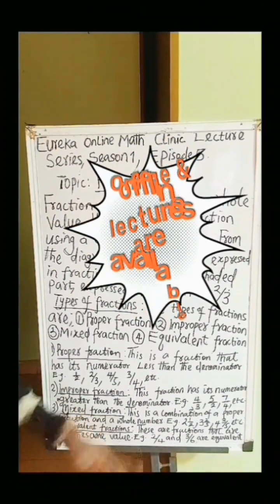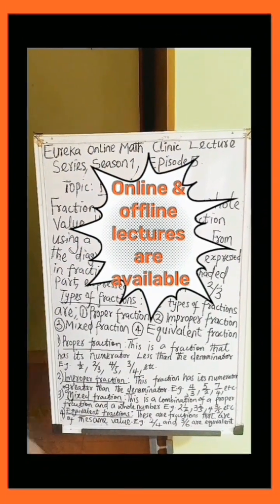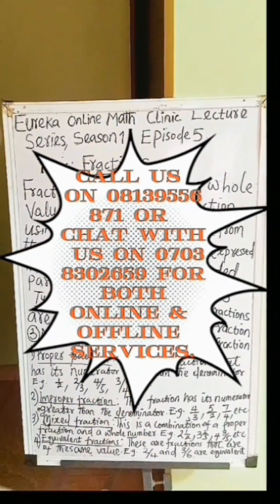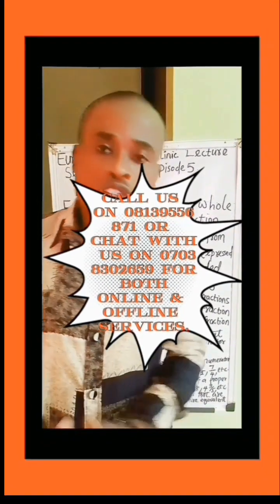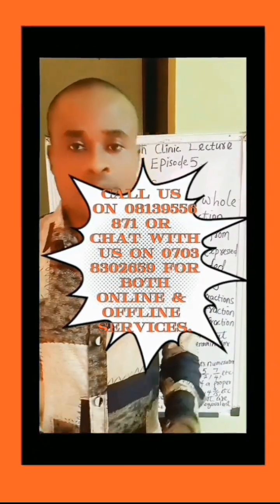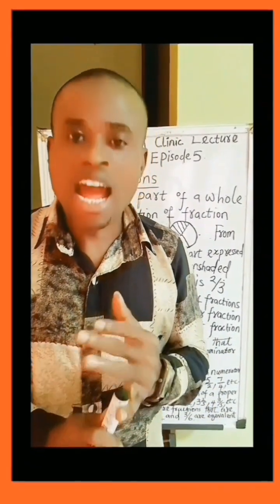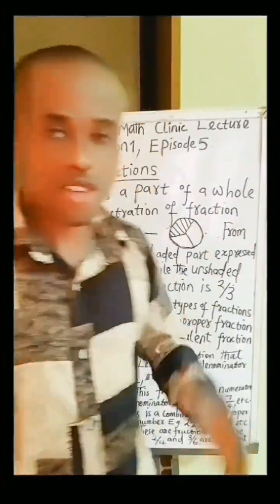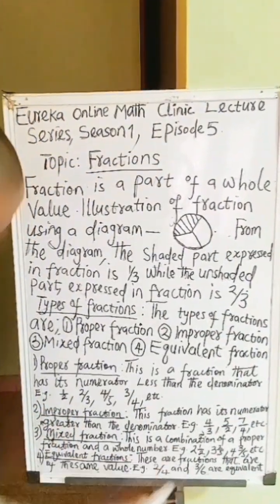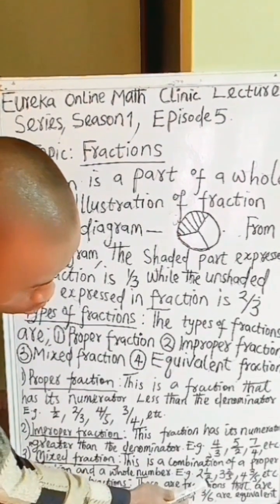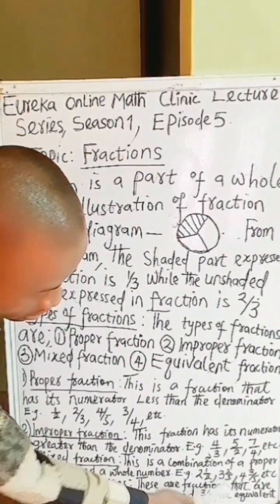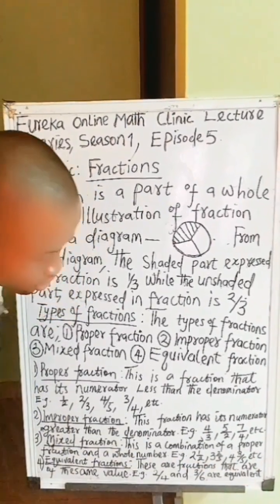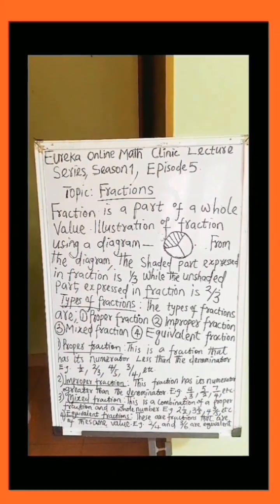Then we have mixed fraction. What is a mixed fraction? This is a combination of a proper fraction and a whole number. So a mixed fraction is a combination of 2 things: a proper fraction and a whole number. These 2 come together to give you a mixed fraction. Examples, we have 2 whole number 1/2, it's a mixed fraction. 3 whole number 2/5, it's a mixed fraction. 4 whole number 3/5, is a mixed fraction, and so on and so forth.